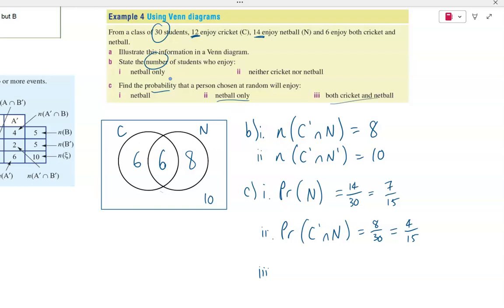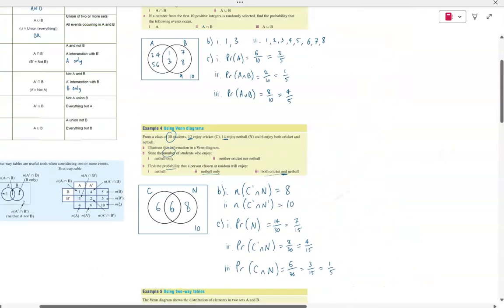What's the probability they like both cricket and netball? So what section of the Venn diagram am I talking about here? I'm talking about the intersection. So the probability they like cricket and netball, okay, the and there is 6 over 30, or 3 over 15, which simplifies to 1 over 5 also. All right, so that's it from the 2 Venn diagram examples.